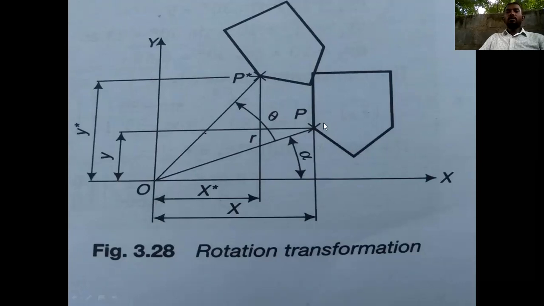In this figure we consider the dimensions. In the X direction from the origin it is X, and in the Y direction it is Y1. Coming to the origin, we are rotating through some angle, and the angle here is alpha one. This object we are rotating like this.